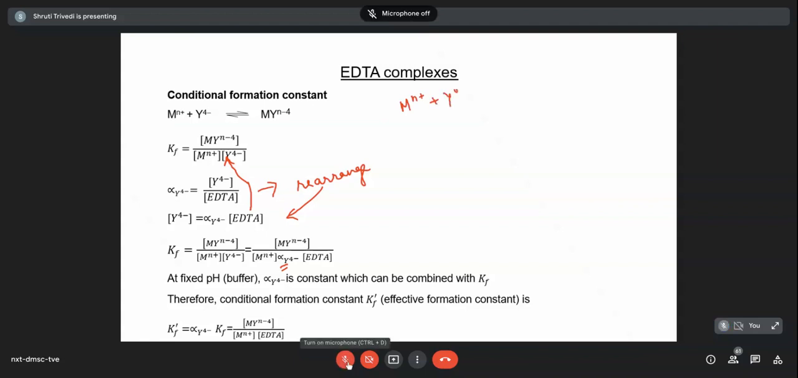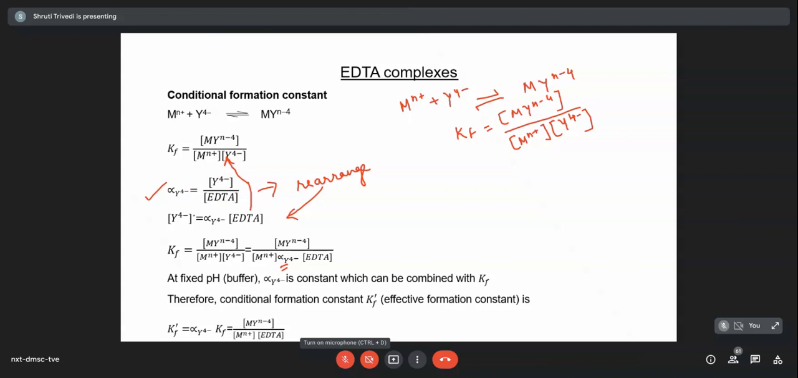and ligand. So they are going to make a complex MYn-4, right? So based on that, the formation constant is MYn-4 divided by Mn+ into Y4-. So here, if you look at this equation, this is the fractional contribution of the Y4- species in the solution, which is Y4- by EDTA, the total concentration. Okay, just like we calculate mole fraction, similar way.